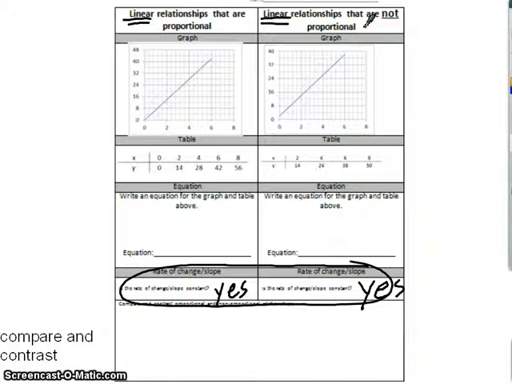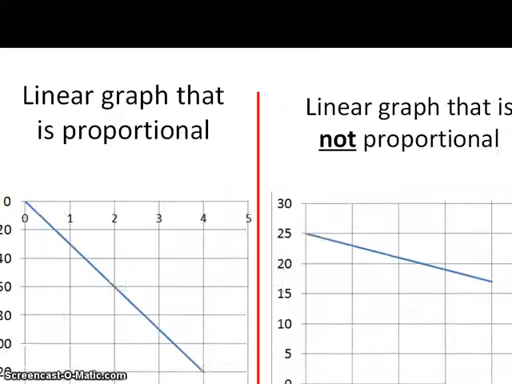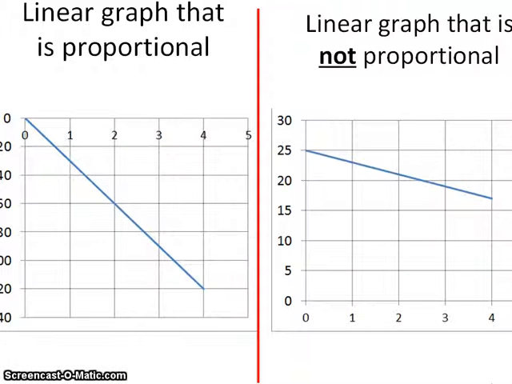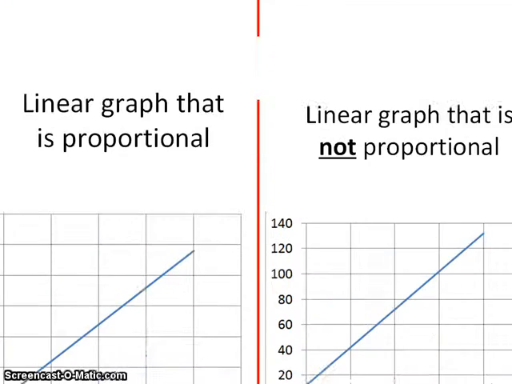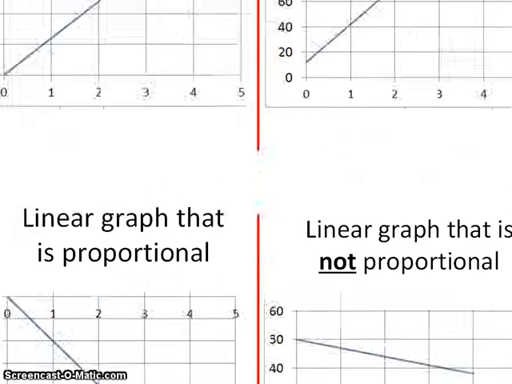You have the equations and you have the graphs. I'm going to show you a few more graphs, and I want you to kind of decide what makes something proportional or non-proportional. So the one on the left is proportional, the right non-proportional. The one on the left proportional, the one on the right non-proportional.